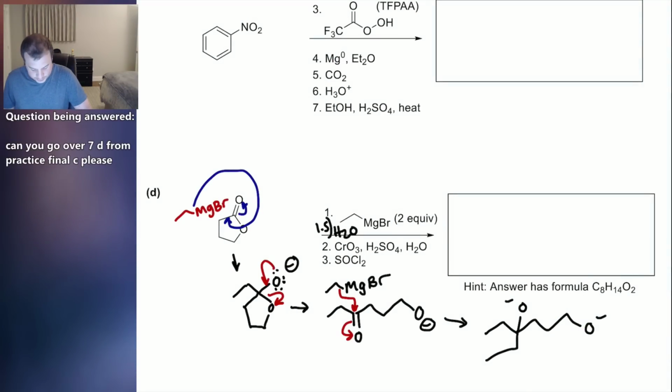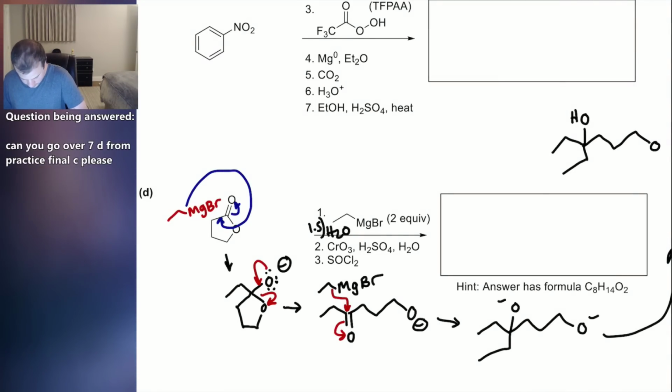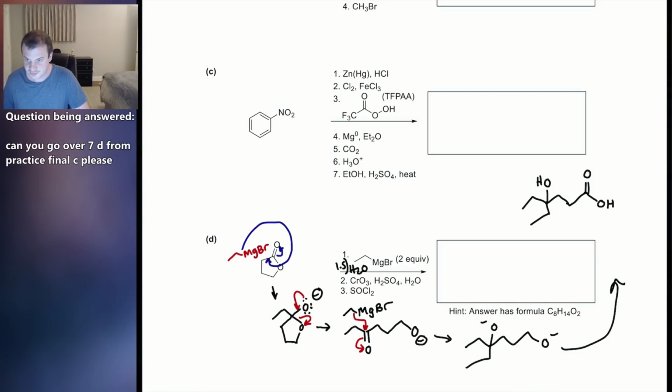And so after we treat that with the Jones reagent, well, we have a tertiary alcohol, so that won't be affected. But then we have a primary alcohol, which will be oxidized to the carboxylic acid. Okay, and then we treat that with SOCl2.